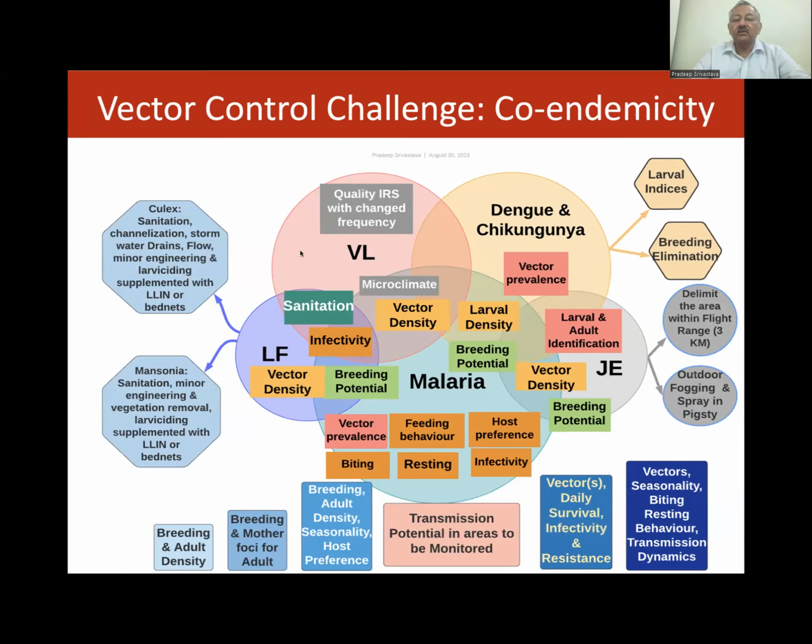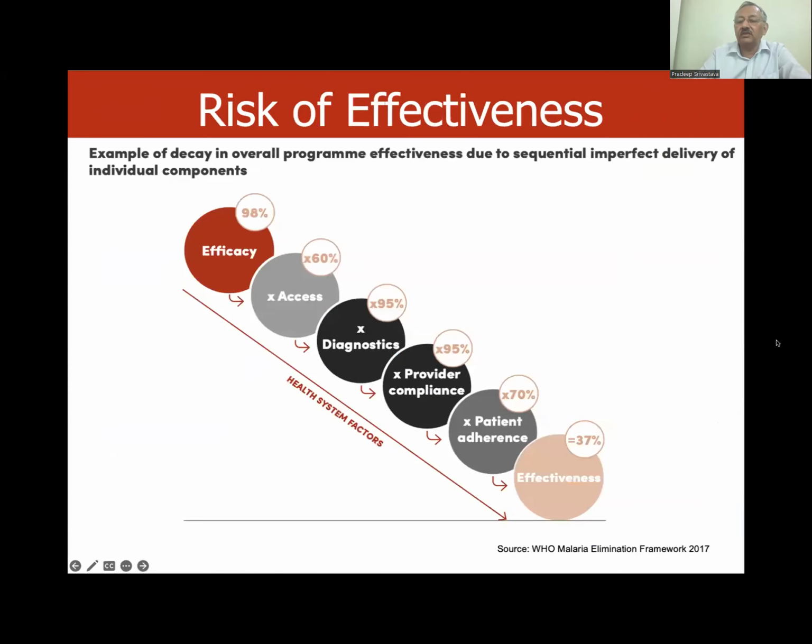Because you are doing vector density, you are also monitoring microclimate conditions for Phlebotomus, and then you are using quality IRS with changed frequency. Maybe, because the transmission dynamics is a little different, you may not cover the entire transmission period in one go. So you can break the spraying season, spray for 2-3 months, then give a gap of 2-3 months, and then do the spray. If you look at the dengue arboviral diseases, dengue, chikungunya, and Japanese encephalitis, sorry.